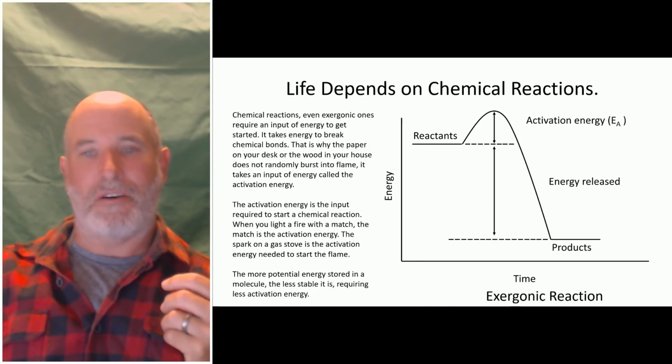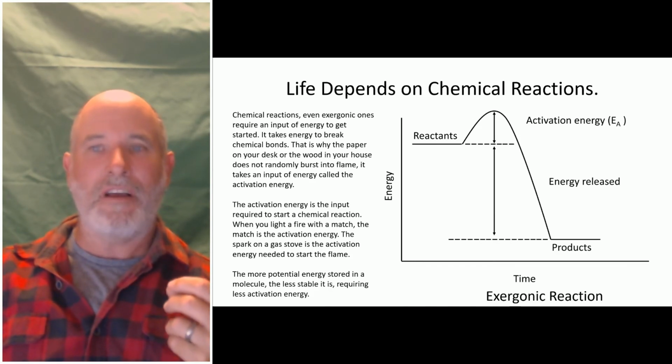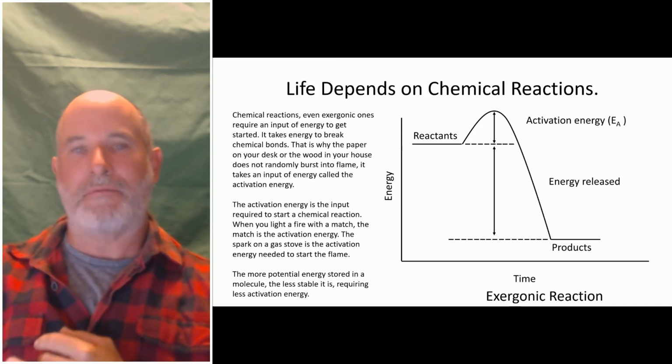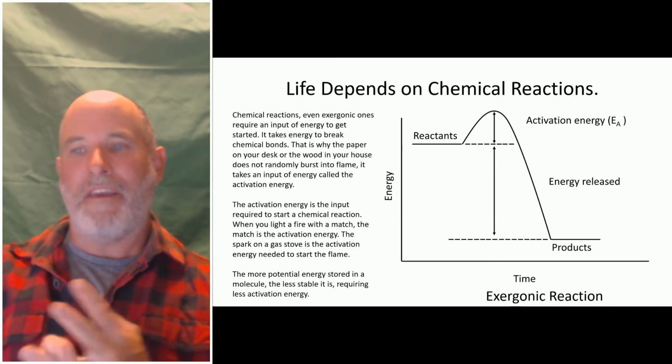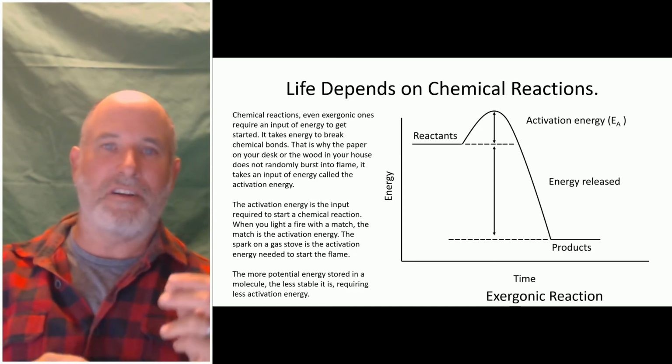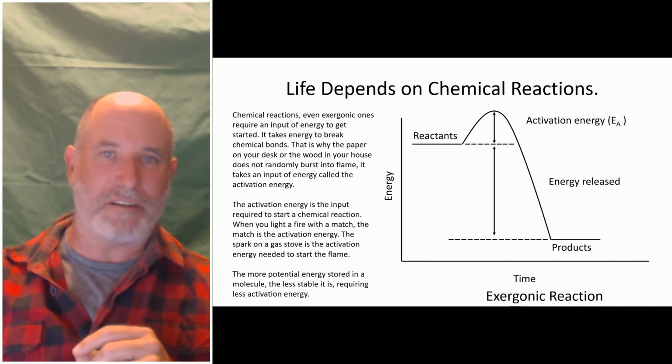Okay, and then this goes to show an exergonic reaction. If you look at this chart, the energy in the reactants is more than the energy of the products, and the energy released, the Gibbs free energy, which is delta G, is the energy in the reactants minus the energy in the products.